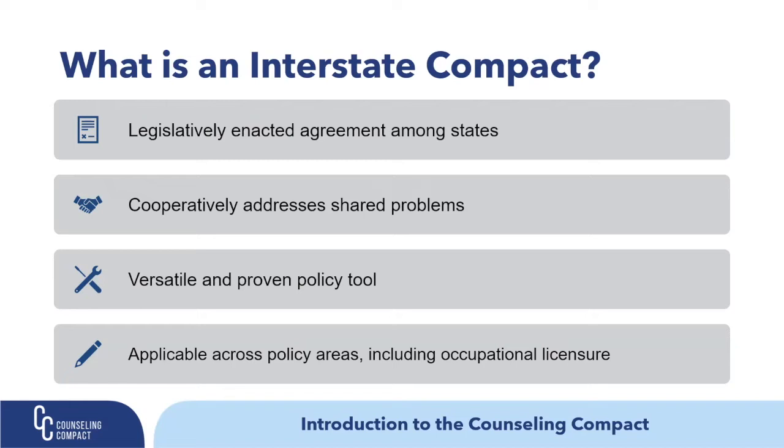And compacts are also used to address a wide variety of policy areas. So of course, they can be used for occupational licensure, such as the counseling compact, but they can also be used for other transportation issues, border disputes, natural resource management, that sort of thing. One really common example of a compact is actually the driver's license compact. As all of you are probably aware, when you drive across the border from one state to another, you don't need to have a second license to drive in that other state. You just can continue using the license issued by your home state. And this is because states have agreed to mutually recognize each other's driver's licenses. And so the counseling compact works in a very similar way.